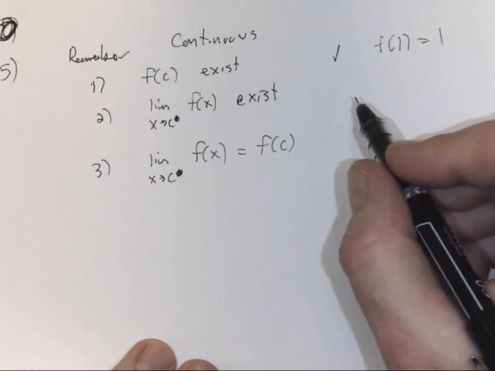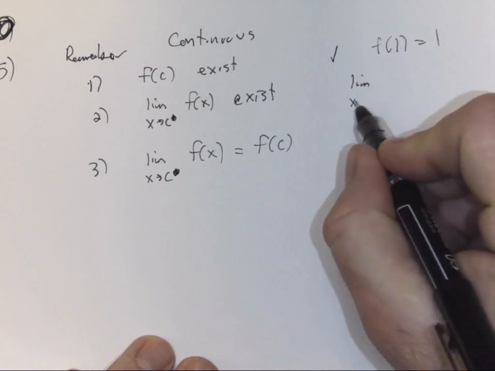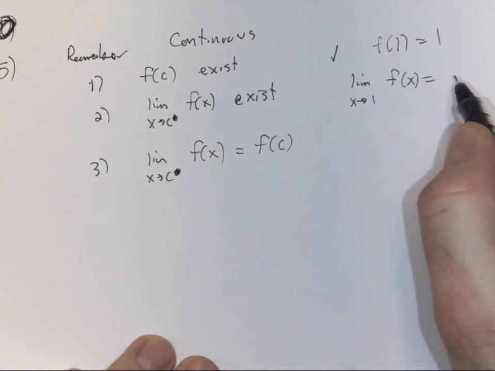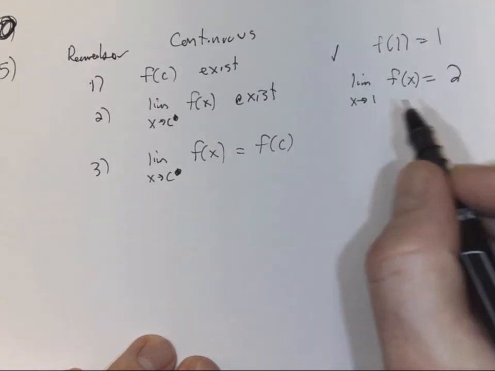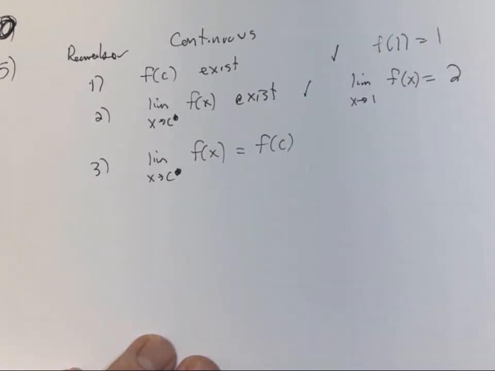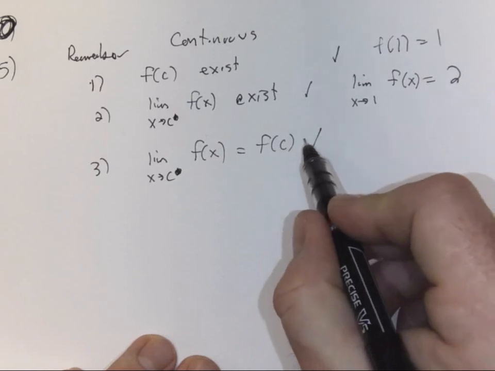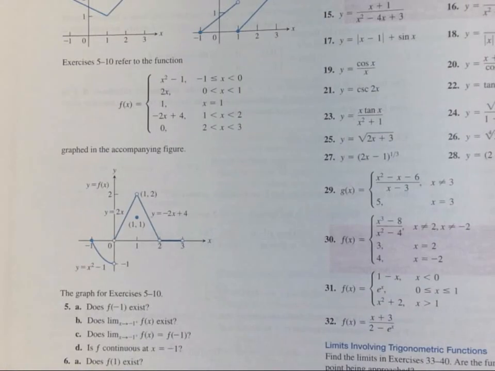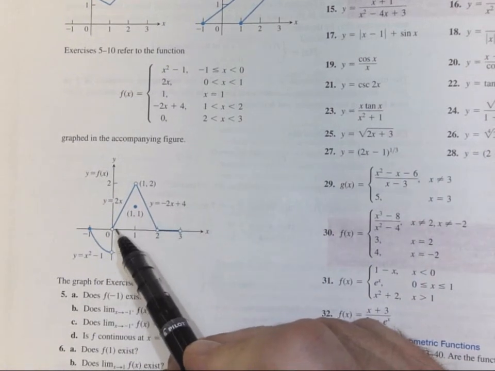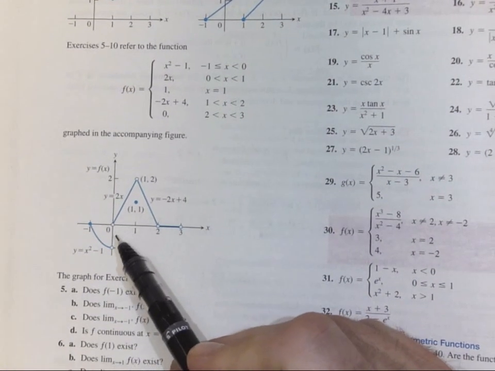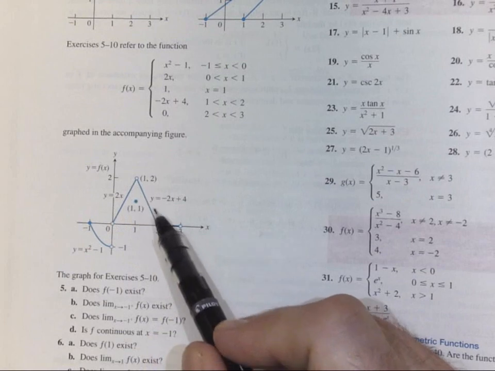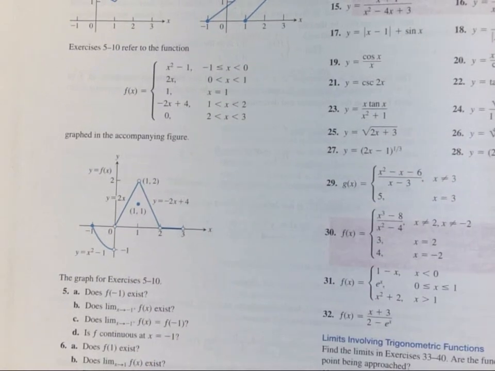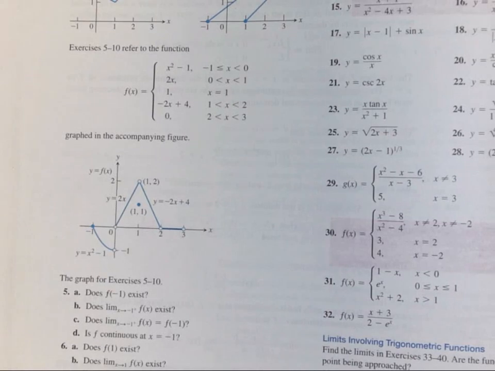Number 2 says the limit as x approaches 1 of f of x is also equal to, well, is equal to what? 2. So it does exist. That's correct, right? But lastly, did this one work? No, because this is 1 and this is 2, isn't it? It's got to be the same to be continuous. The layman's term of continuity is, can I draw this picture without lifting my pencil? No, I have to lift it at x equals 1, don't I? And for that to happen, one of these has to happen.